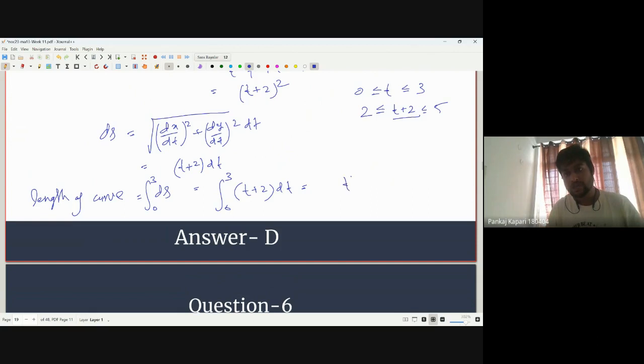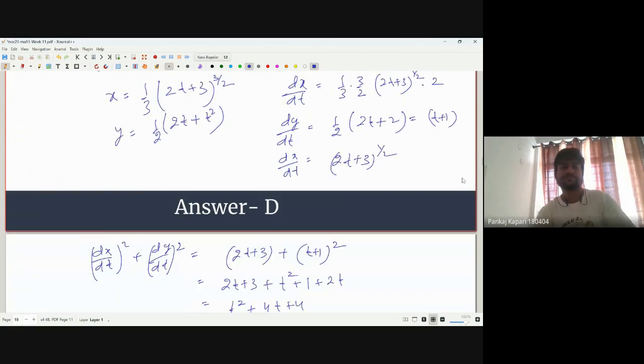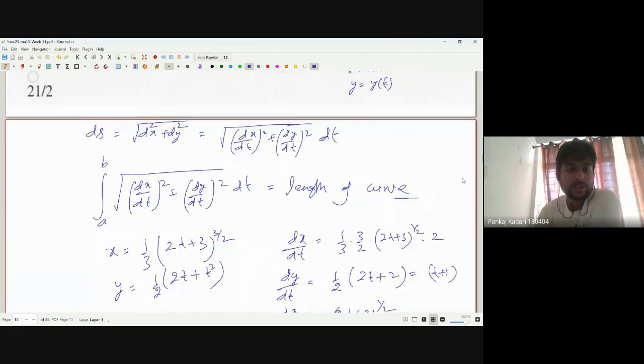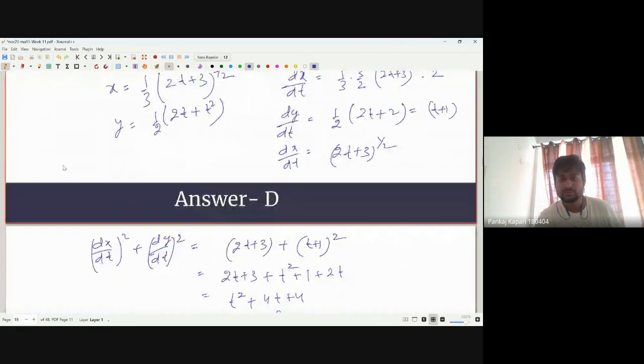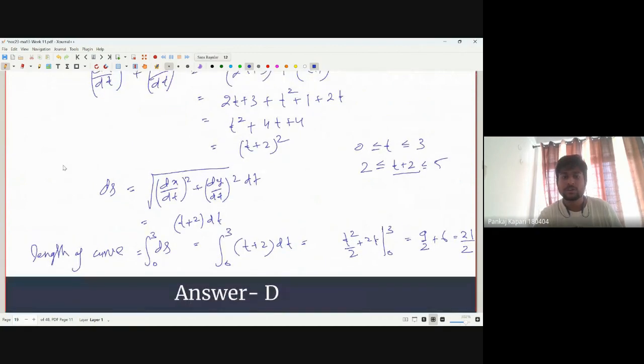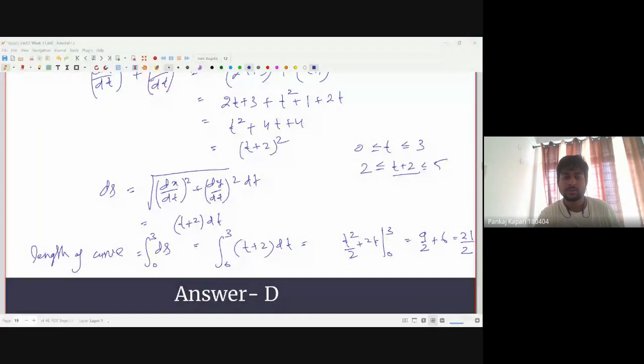So if you integrate, then you have t square by 2 plus 2t, and this you have to take limits from 0 to 3. So you have 3 square by 2, which is 9 by 2, and plus 6. So this is 21 by 2. So 21 by 2. So the last option is correct here. Okay, so any questions?